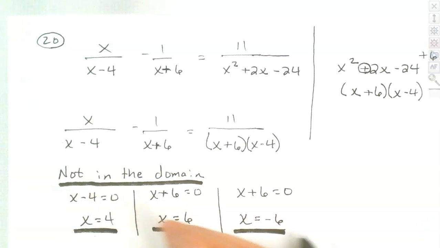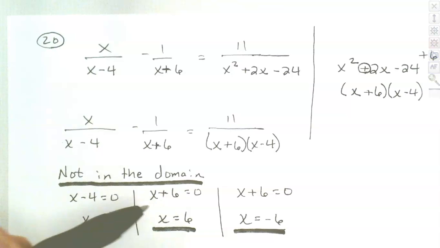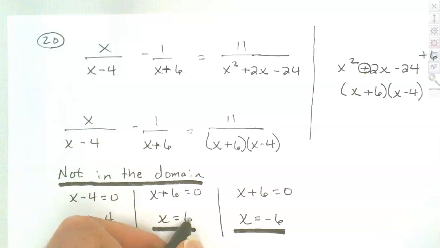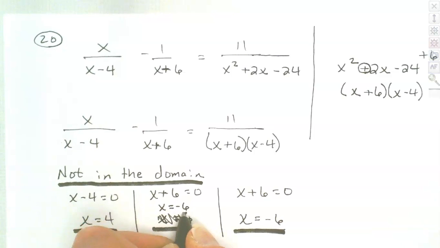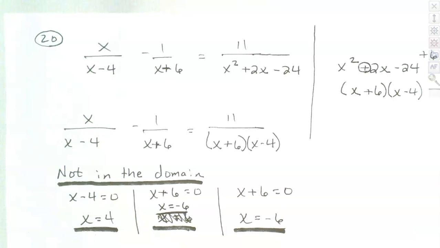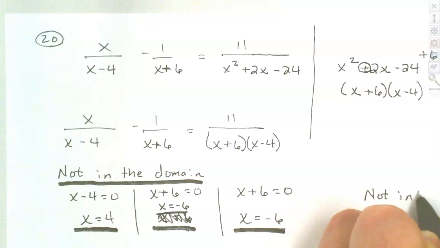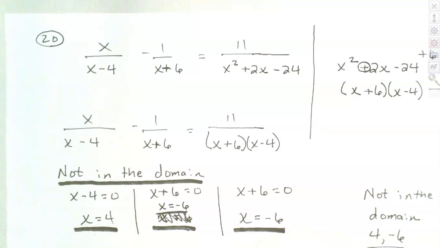So then that piece doesn't work. Okay, so we've already taken care of it: 4 and negative 6. Right, because that one should be a negative 6 there. Sorry about that, I just wasn't careful there. But the only numbers that are not going to be in the domain are 4 and negative 6.